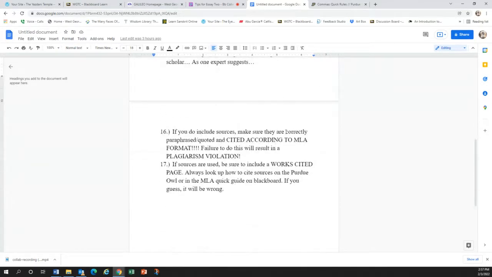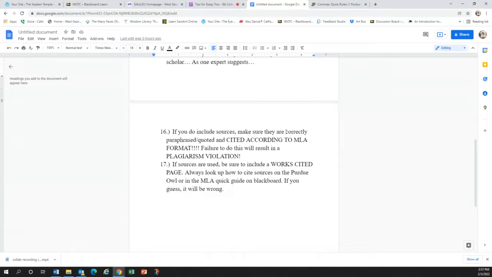Number 16, if you do include sources, make sure they are correctly paraphrased, quoted, and cited according to MLA format. If you don't do this, you will get a plagiarism violation. Somebody out there is going to get a plagiarism violation for Essay 1. Just make sure it isn't you. If you do all the quotations and citations and you resist the temptation to steal things from the internet without telling me, you're going to do just fine.